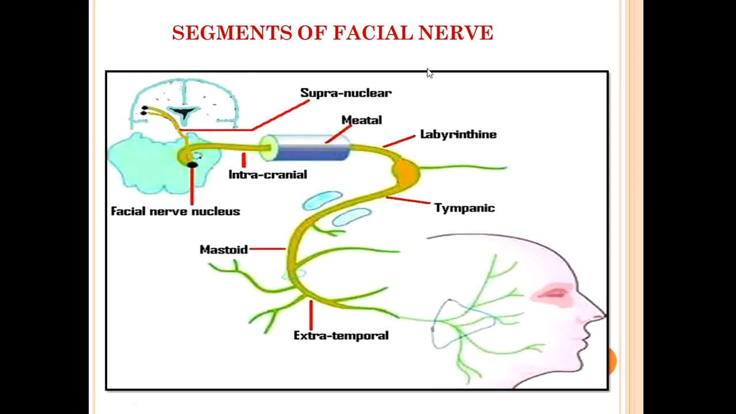So when you see the different segments of the nerve, there is something known as the intracranial component. Then there is the meatal component, labyrinthine and tympanic component. All of these belong to the infratemporal component. Okay. So next is the mastoid component and the extratemporal component. Now here, why these different components? These different components are there because the facial nerve is passing through different structures. Okay, so a different name will be there.